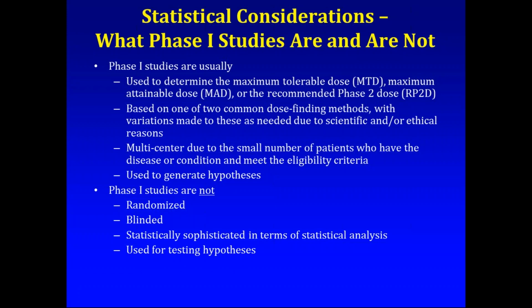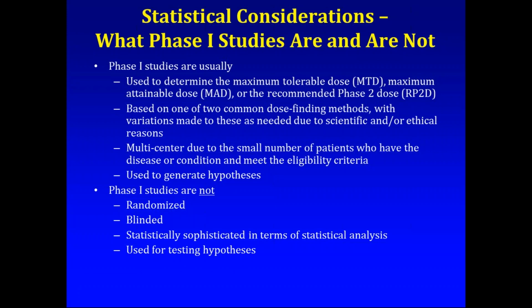There are 2 common dose finding methods we use in phase 1 studies, but we're not limited to those 2. There's actually several that I won't even mention in this talk, but many of those are rarely used, and they're really only used in very specific situations for some very specific conditions or types of cancer research.